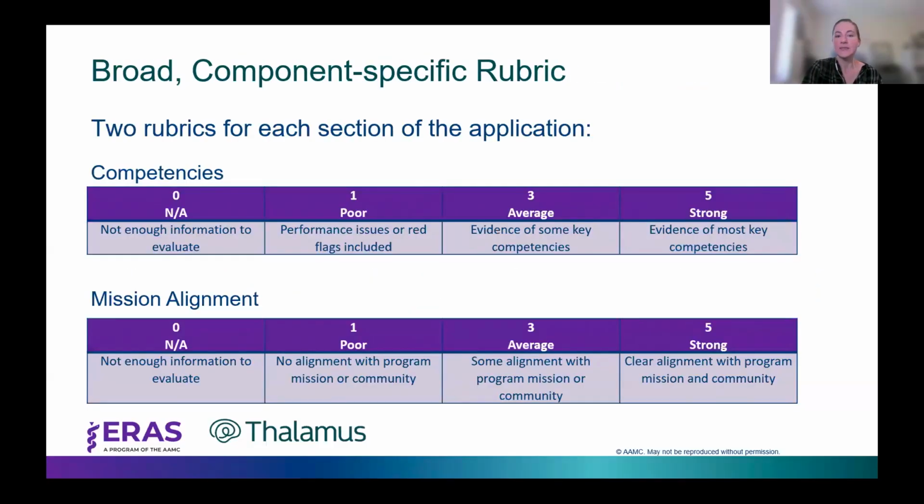So the idea is that they want to have these kinds of rubrics to evaluate their applicants, where each rater provides one overall rating for competencies and one overall rating for mission alignment for each part of the application they might be assigned to review. All right, Shannon, how might we go about creating something like this as a scorecard in Thalamus? Okay, so let's go ahead and share that screen again.